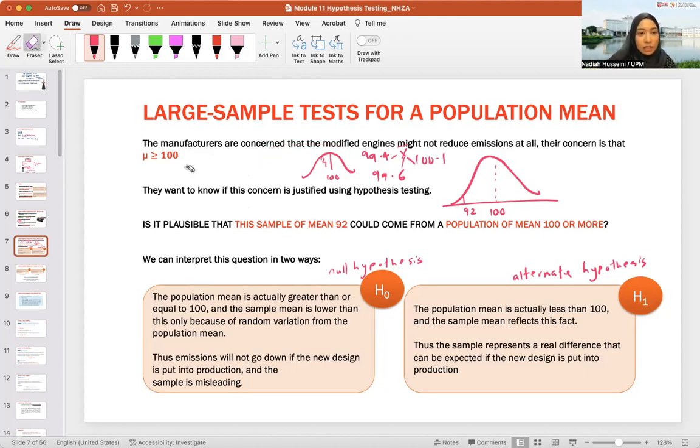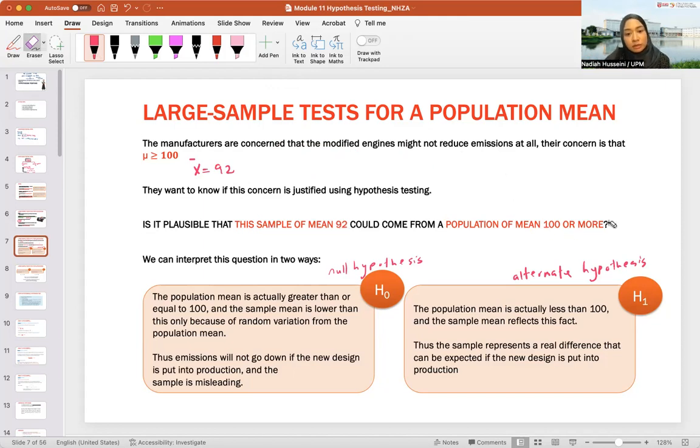So they are trying to say that this 92, this sample mean equals 92, is an anomaly, meaning to say it's not going to occur that frequently. But today, suddenly we got this sample mean. But trust me, tomorrow you're not going to get it again. So this is what they're trying to say. That this data is wrong, not wrong, anomaly. Anomaly is the right word. So it's a weird data. So is it plausible that this sample of mean 92 could come from a population of mean 100 or more?